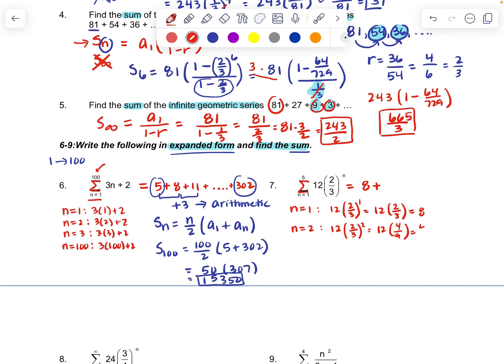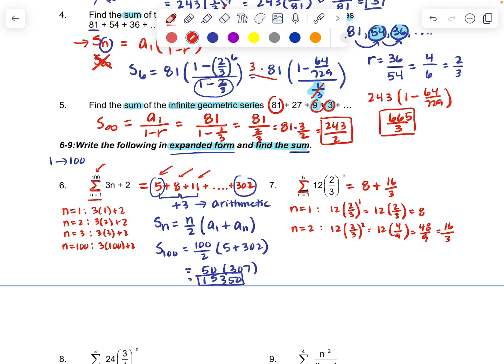This is going to be 48 over 9, and 3 goes into both of those, so it's going to be 16 times 3 is 48, and 3 times 3 is 9, so this is 16 over 3. Now, honestly, with this one, I'm kind of getting tired of doing these because it's kind of hard. This one was not so bad.